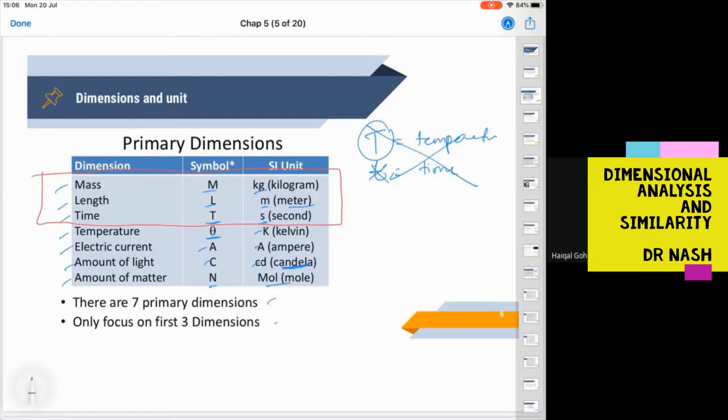We only do fluid mechanics. So fluid mechanics has a temperature element, but it's not really influential and very significant. Same goes for electric current, light and matter. But these 3 primary dimensions, mass, length and time, we will definitely deal with in any equations or in any calculations. So that's why we deal with mass, length and time only. Okay.